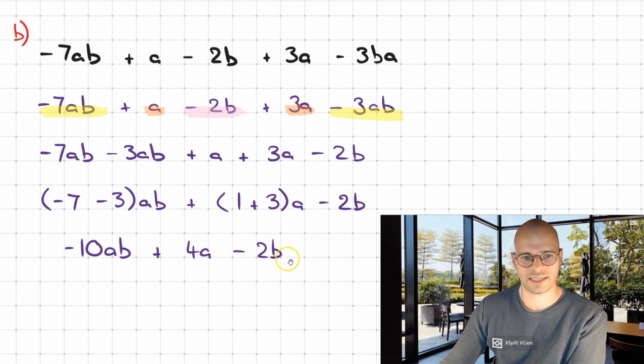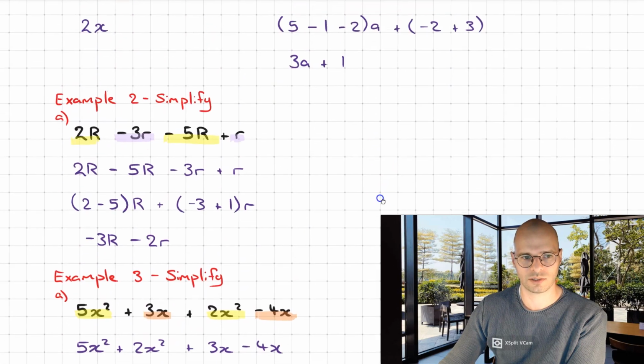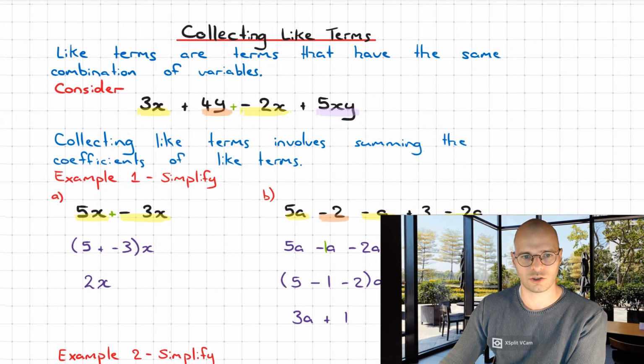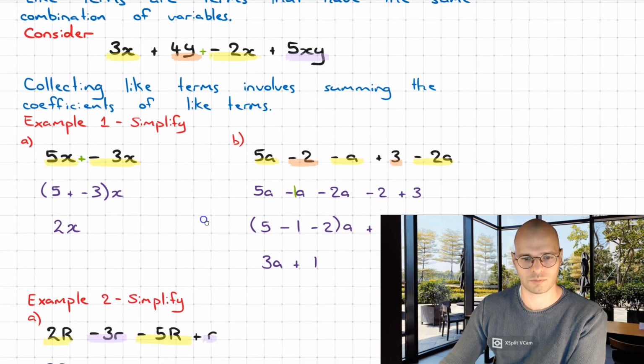So the takeaway here is that sometimes our like terms are going to have many variables, hence we say a combination of variables. So in summary, what we had a look at in this lesson was how we can simplify algebraic expressions by the method of collecting like terms. This is done by summing the coefficients of all like terms. Like terms being terms that have the same combination of variables.